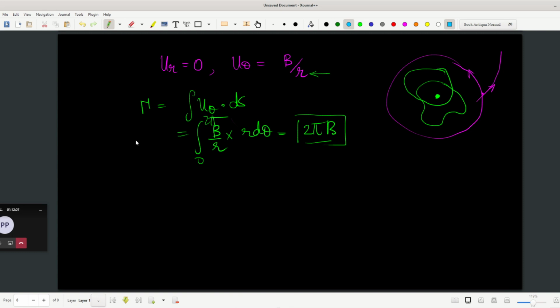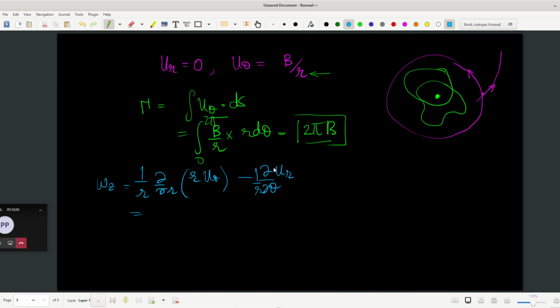Okay, next, what is the vorticity of this flow? So what is the expression for omega z? Let us go back. Basically, it's 1 by r del by del r of r u theta minus 1 upon r del by del theta of u r. So u r is 0, so this term vanishes. This term becomes 1 upon r del by del r of r times u theta, so basically B, and it becomes 0. So omega z becomes 0. So the flow is irrotational.